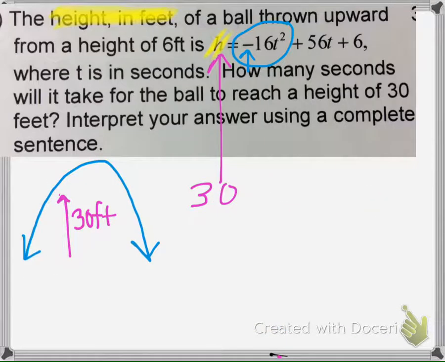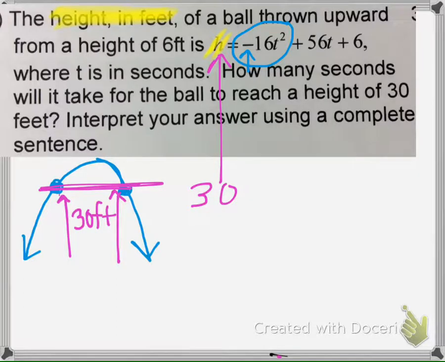So that means that it will reach 30 feet here, and then when it comes back down, it's going to be 30 feet again. So that's why we have 2 answers here, because at 2 points in time, it's going to have a height of 30.